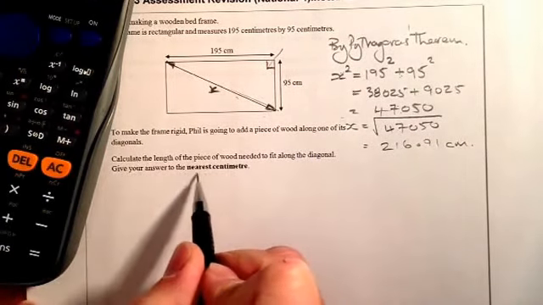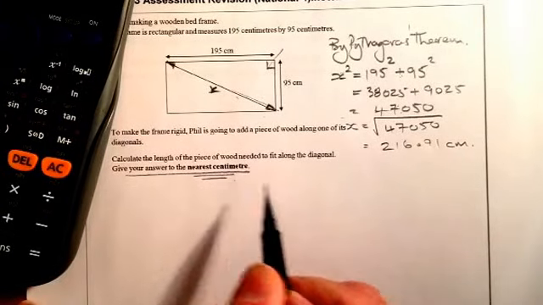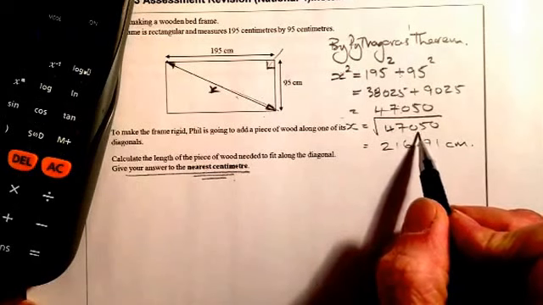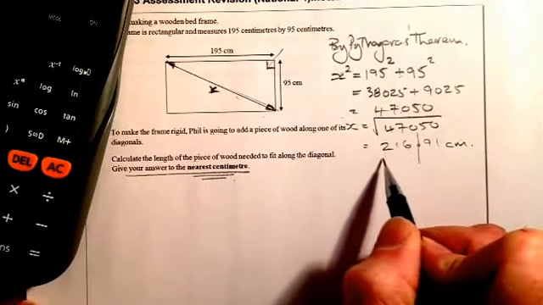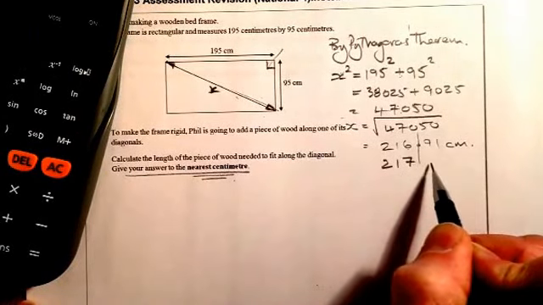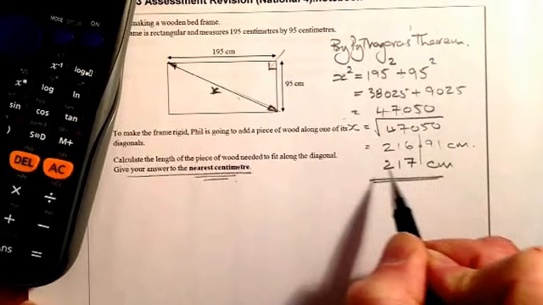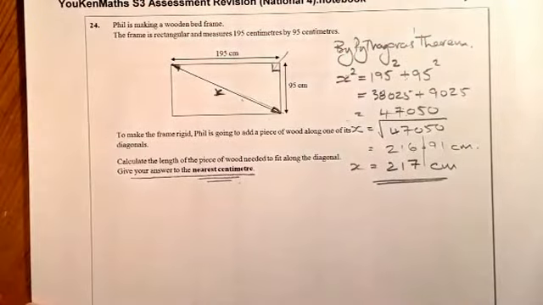Right, so I've got a bit of rounding to do here as well, so give your answer to the nearest centimetre. So my nearest centimetre is here, so if I cut that number there, that 9 is going to round the 6 up to a 7. I'm going to have nothing else after that. That's going to be my final answer. Okay, so that's my diagonal length.